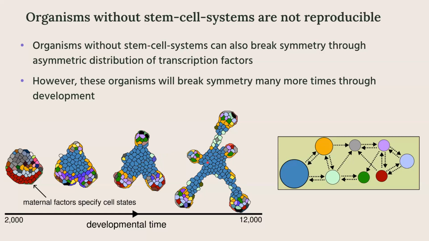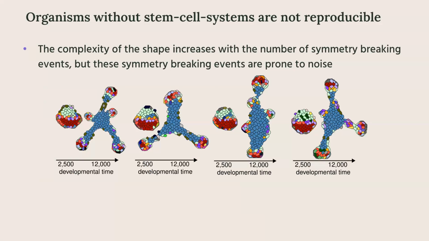And doing that actually increases the complexity of the shape. Because it's growing these buds out here, it can increase the amount of inward folding and complexity of the shape. But those symmetry breaking events are not reproducible because they are highly prone to noise. So when I replay the development, it'll break symmetry in different locations every time.